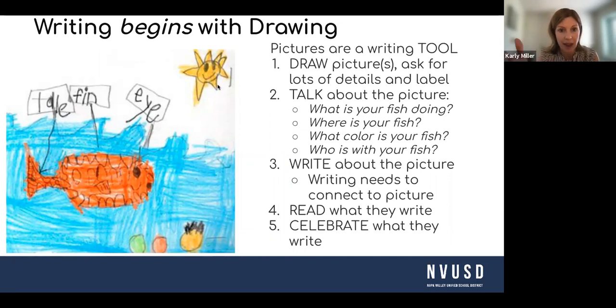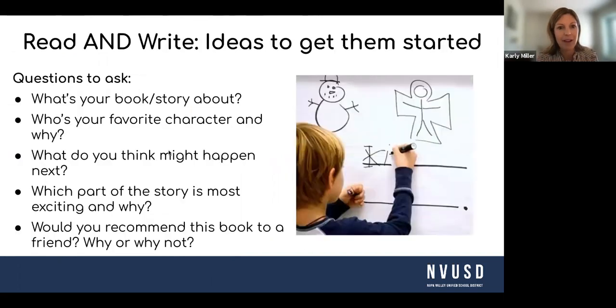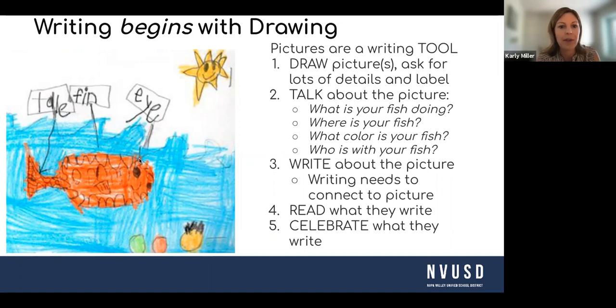And the sun is out and the sun is happy. He's got a smile on his face, right? And then we've got some other, oh no, wrong way. There we go. Got some other friends down here, possibly fishies or other people in the ocean with him. So we're going to ask them to draw pictures. We're going to ask them to provide as many details as possible.